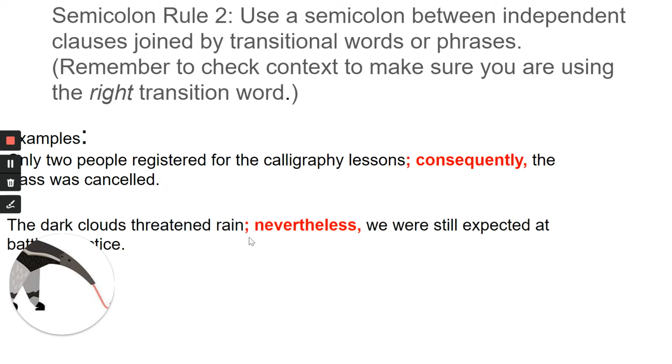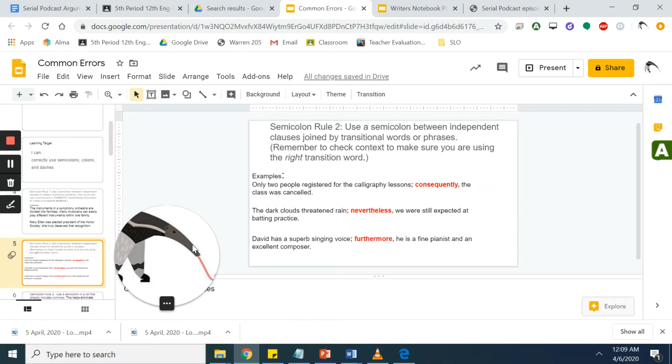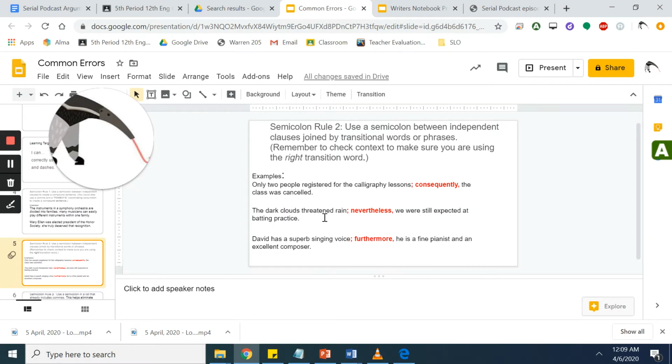The dark clouds threaten rain; nevertheless, we were still expected at the battle. What does that say? Couldn't see it behind the anteater.